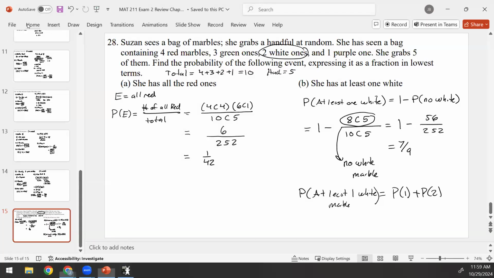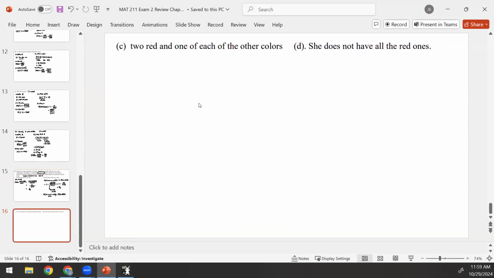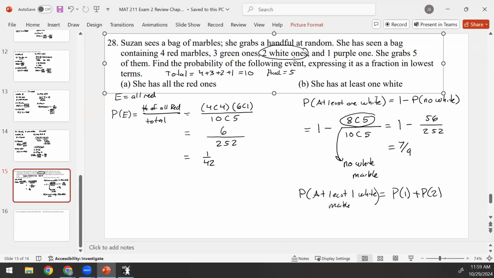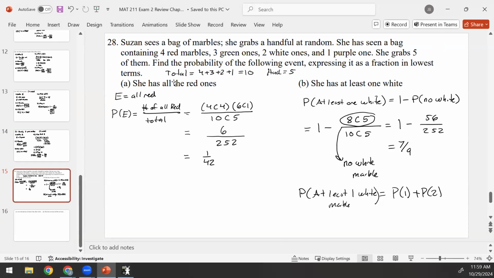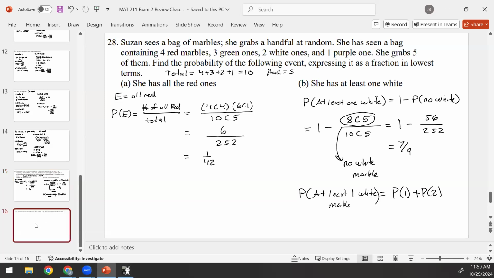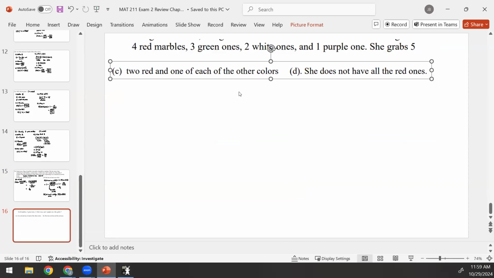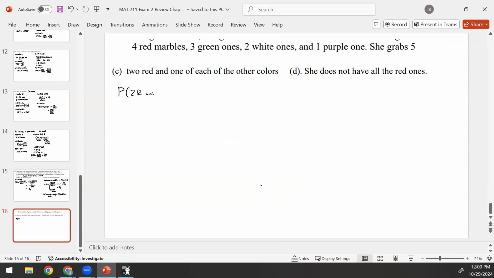And then we have 2 more. So 2 red and 1 of each of the other colors, and she does not have all the red ones. Okay. So again, still the same colors and totals and everything. I'm just grabbing this to make sure we have it next to it. Should have done the last step, but that's okay. So 2 red and 1 of each of the other colors. So the probability of 2 red and 1 of each of the others.